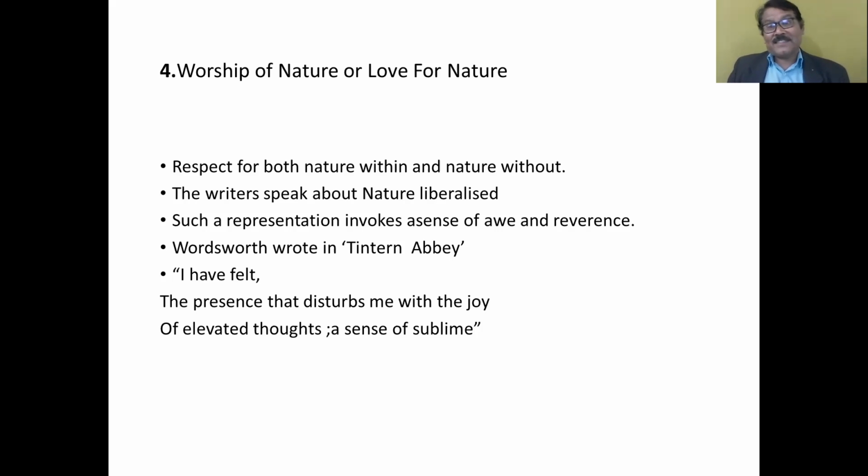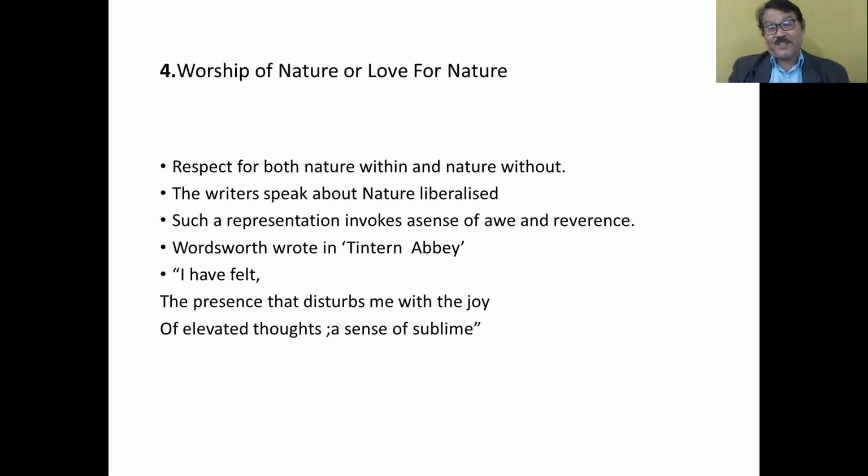And he considers that nature has all the solutions for all human problems. It's a nurse, it's a doctor. When he was disturbed by the bloodshed that happened in the French Revolution, he comes back to the Wye Valley, and the Wye Valley gave him all the peace he required. I felt a presence that disturbs me with the joy of elevated thoughts, a sense sublime. He felt nature.